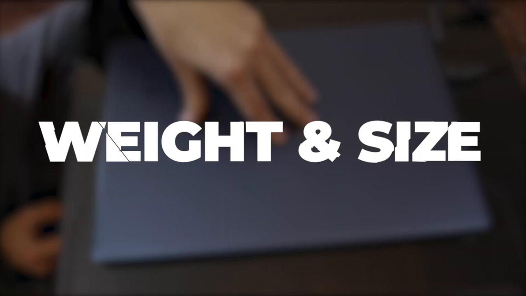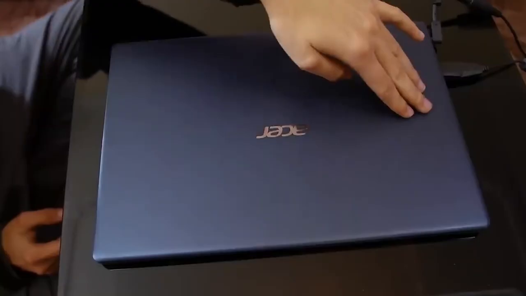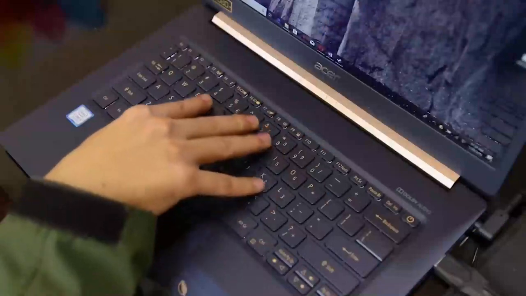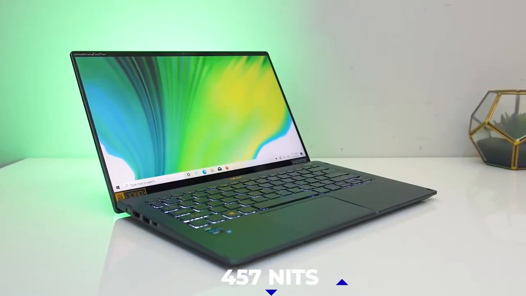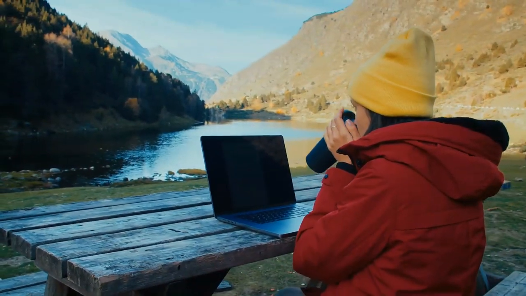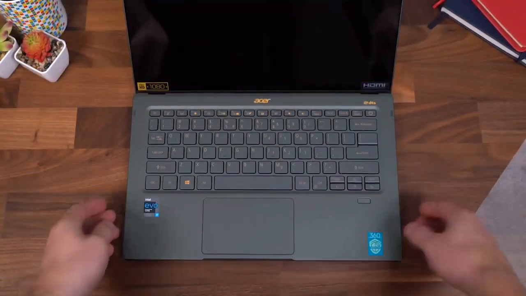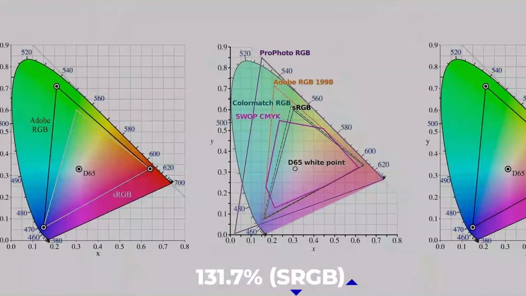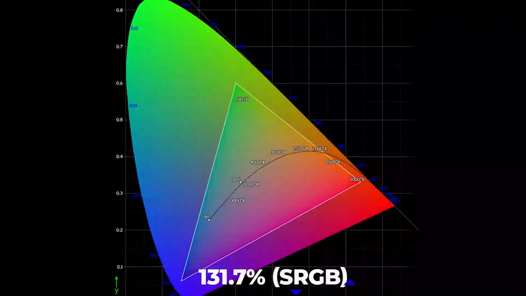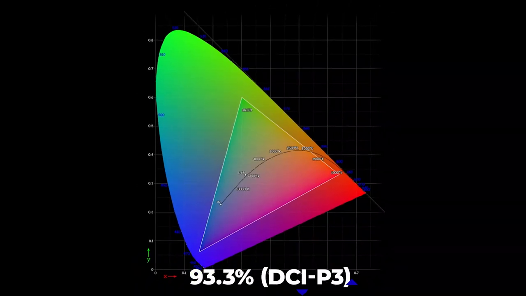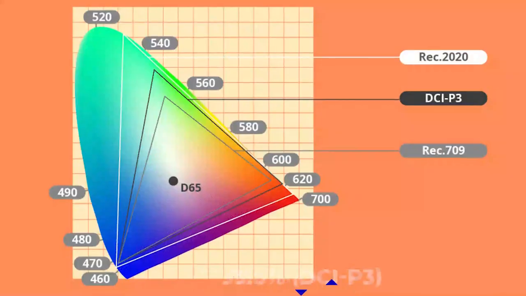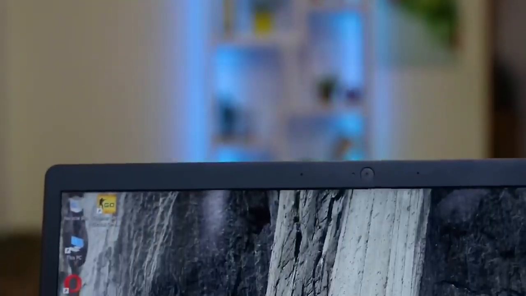notes. Weight and size. Before I talk about the weight and size, let's look briefly at the color calibrations of the Swift 5. 457 nits of brightness is the best so far. If you want to sit outside and enjoy your YouTube videos or video calls, there is no problem at all, because everything will appear great. It is also supported by 131.7% of the sRGB color gamut and 93.3% on DCI-P3 color space, so your images don't appear washed out. Will the color calibrations affect the camera quality of this premium laptop? We will find out in the course of the video.